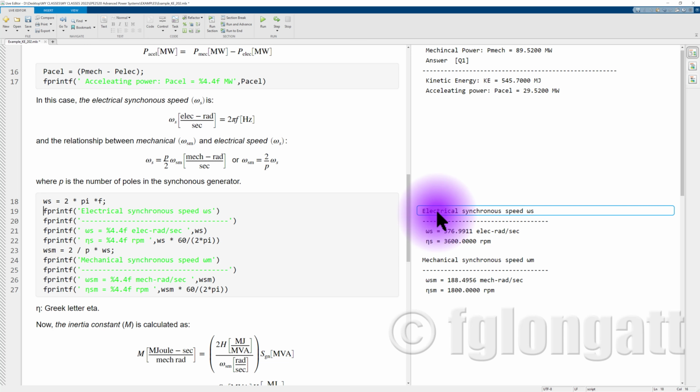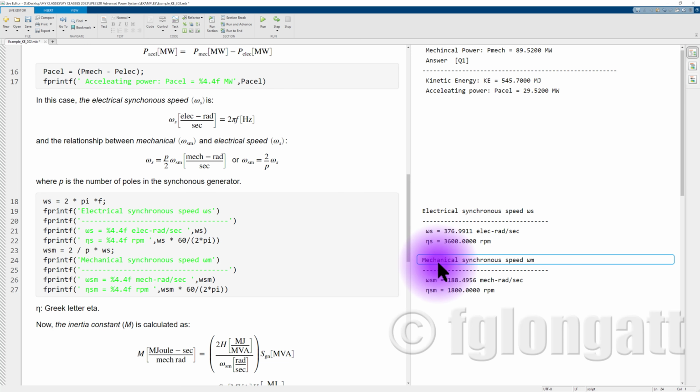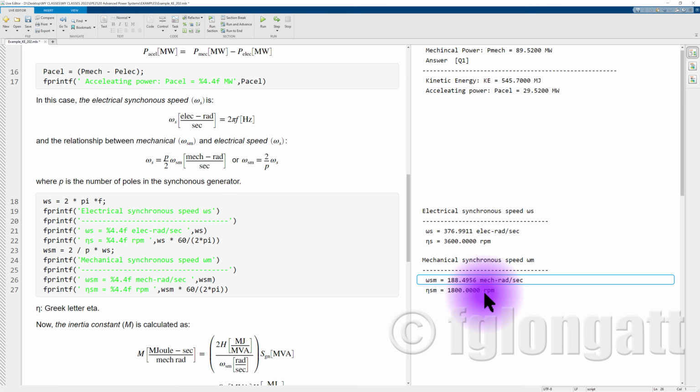Here at the top you can see the electrical, and here at the bottom the mechanical synchronous speed. In this case we are using electrical radians per second, 376.99, or the equivalent of 3,600 RPM. And from the mechanical side, you can see here that it is 188.49 mechanical radians per second, or the equivalent 1,800 RPM.